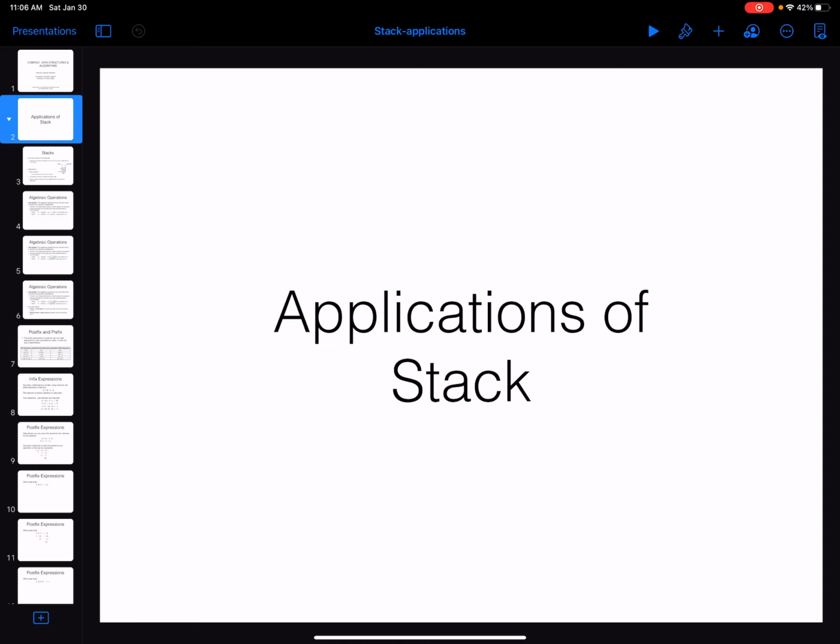In this video, I'm going to talk about some applications of stacks and show you very interesting algorithms that we can write using a stack.